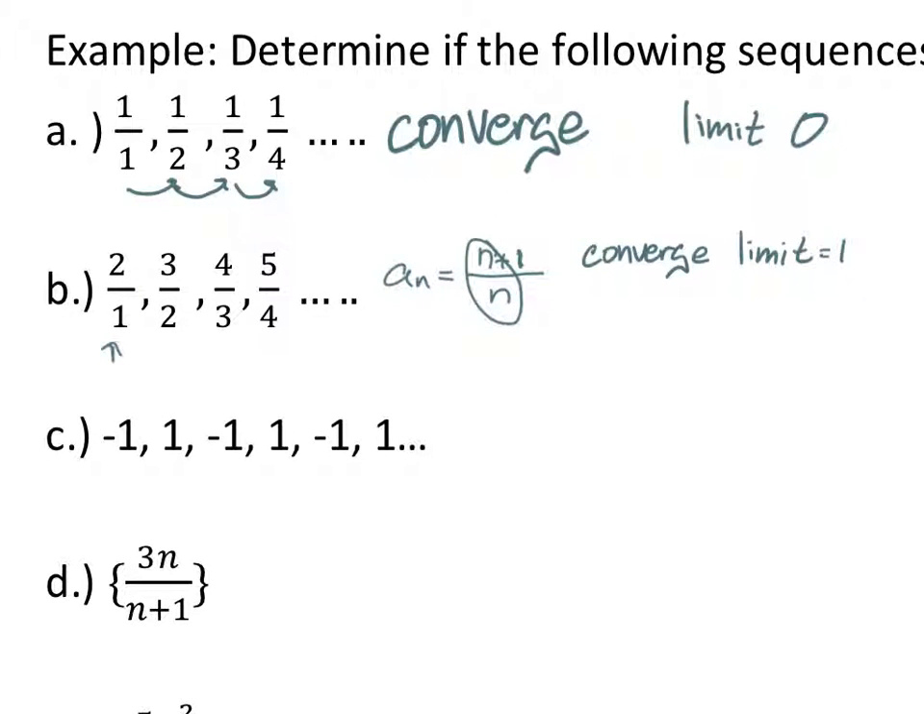All right, for C, we have -1, 1, -1, 1, -1, 1. So it's not approaching a number. It's also not approaching infinity. But in this case, the limit does not exist. So we call this diverging. So this would be diverge.